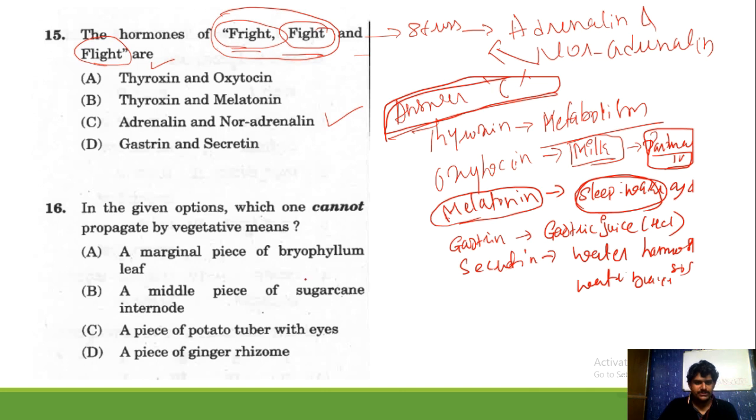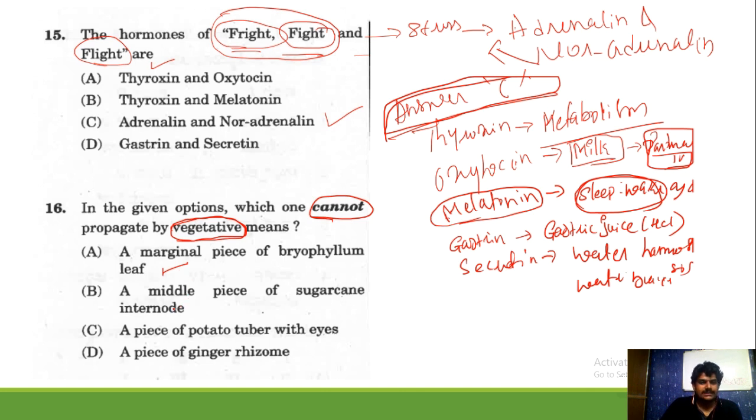In the given options, which one cannot propagate? Focus here: which one cannot propagate by vegetative means. So in the given options, where will no vegetative propagation happen in the plant? See, a marginal piece of bryophyllum leaf. Definitely, in the margin of the bryophyllum, through the nodal region of the leaf, new shoots are going to arise.